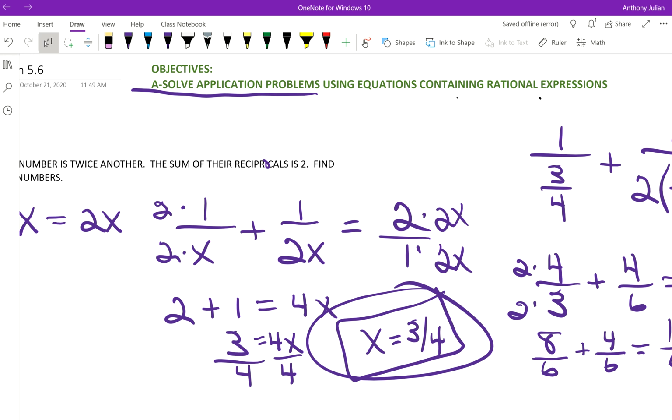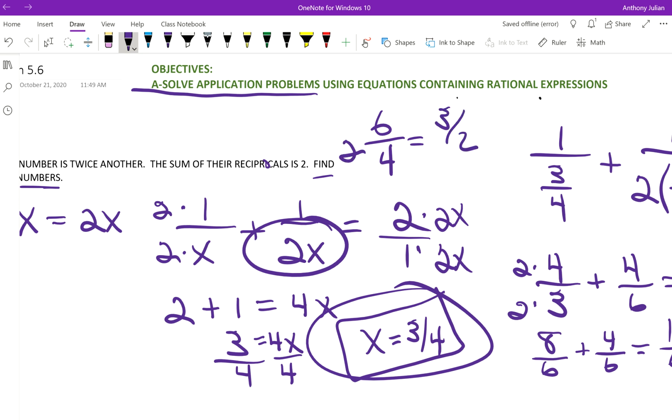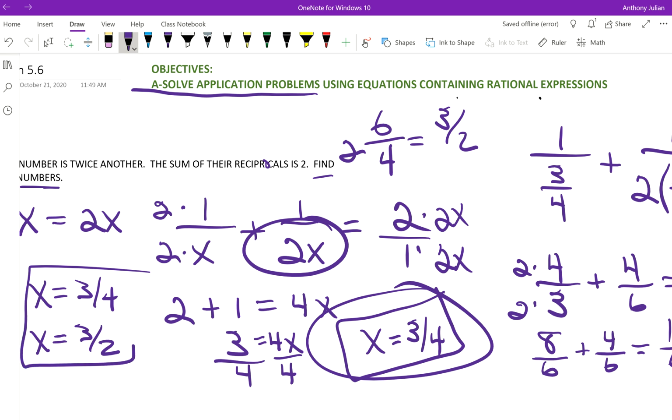Okay, our next problem. Before I leave this, that did say find the numbers. So there's two numbers. One of the numbers is 3/4, and then the other number comes from 2 times 3/4, which is 6/4, or you could simplify that by saying it's 3/2. So our answers are x equals 3/4, or x equals, what I say was 3/2. Okay, that's better.